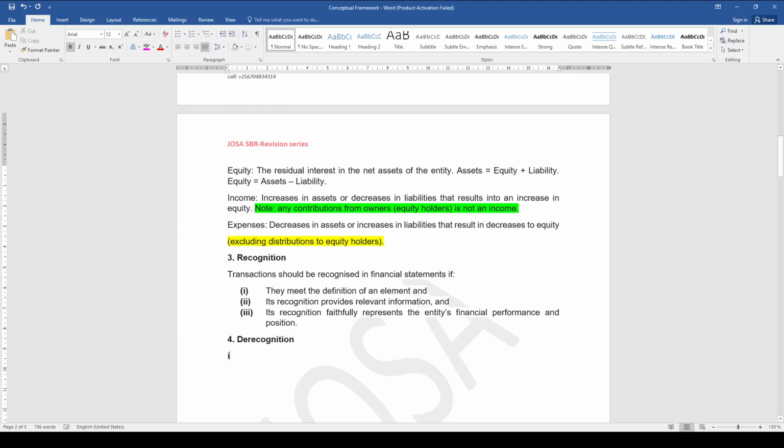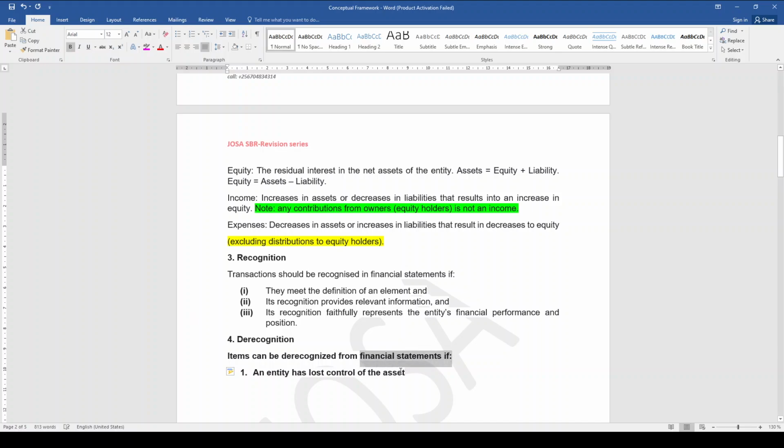Okay, so we can say items can be derecognized from financial statements if, one, an entity has lost control of the asset.